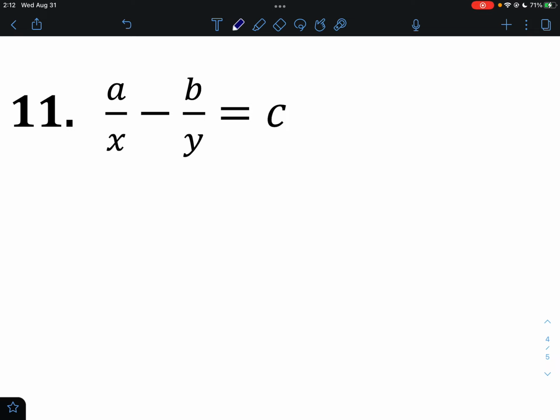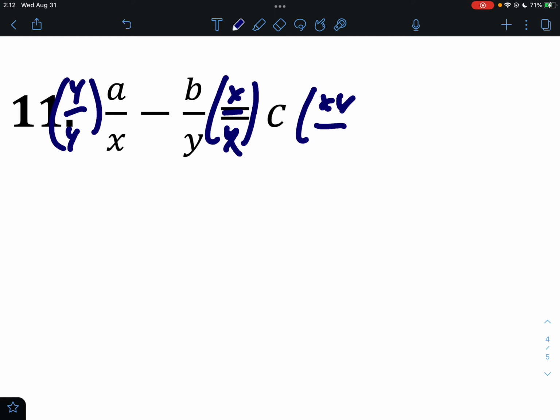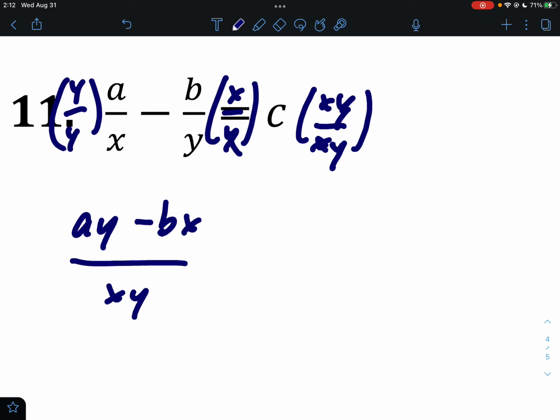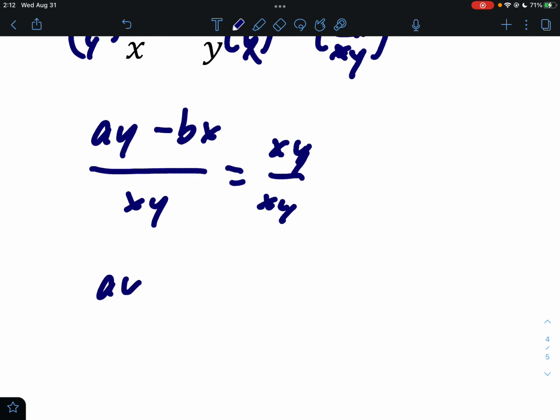Number 11. If we found a common denominator here, it'd be xy. So y over y, x over x, and then xy over xy. And we're left with ay minus bx over xy equals xy over xy. Multiply through by denominator, we get here ay minus bx equals xy.